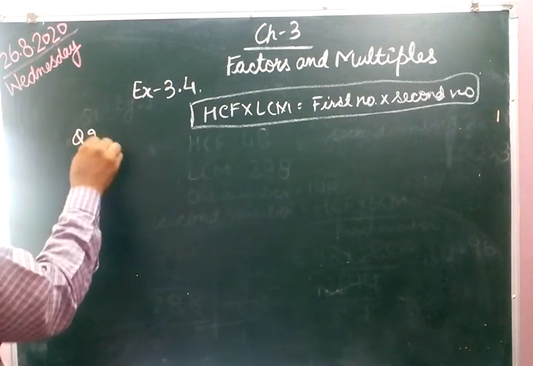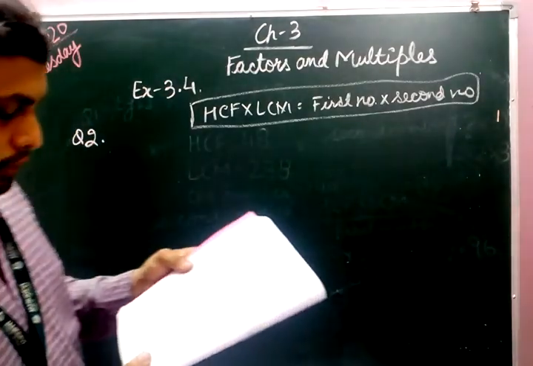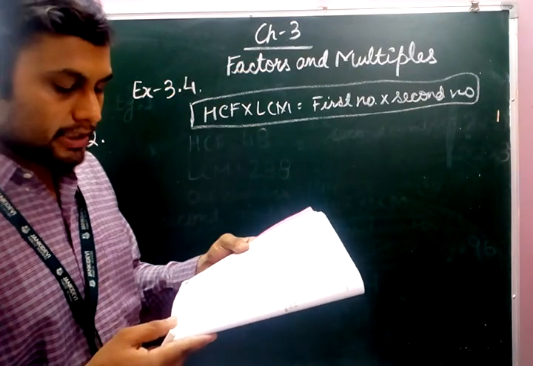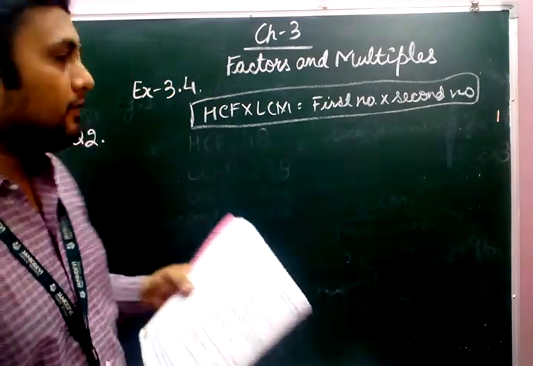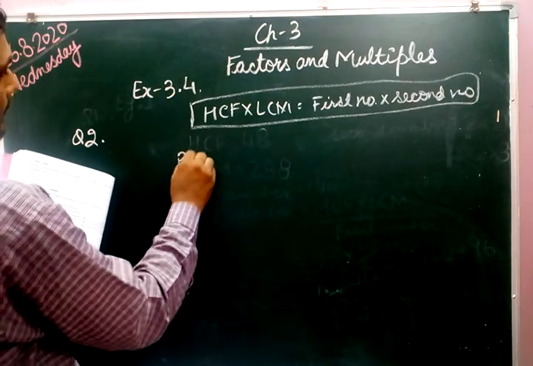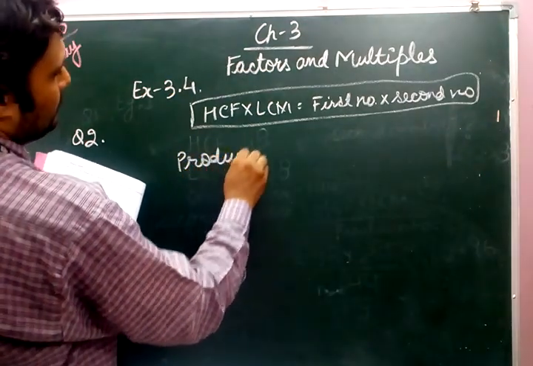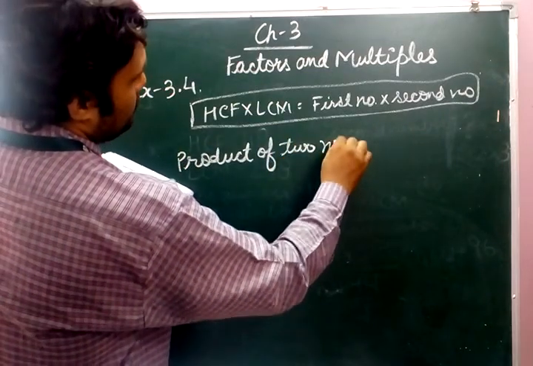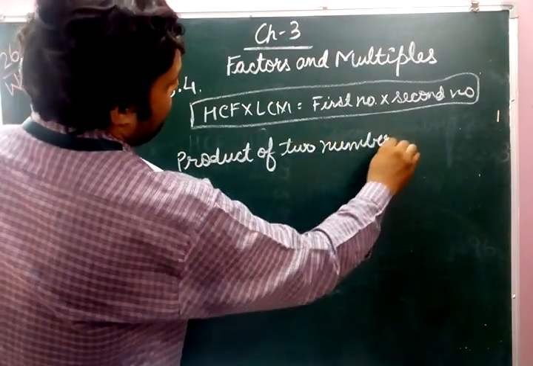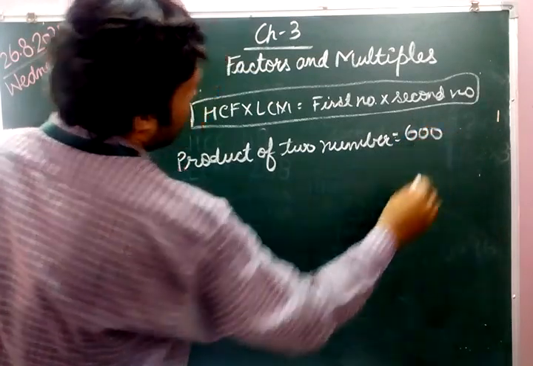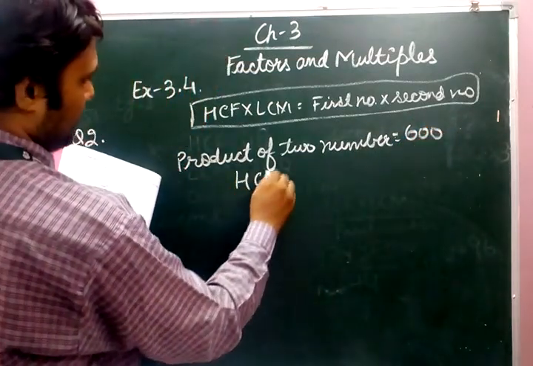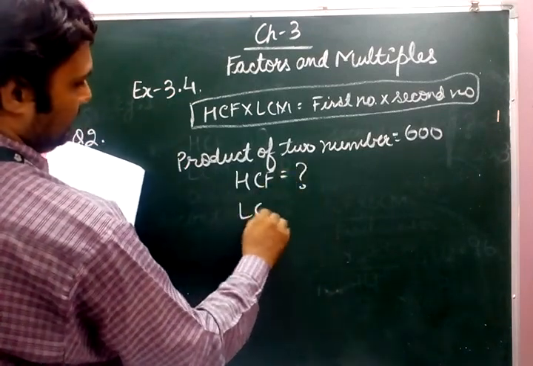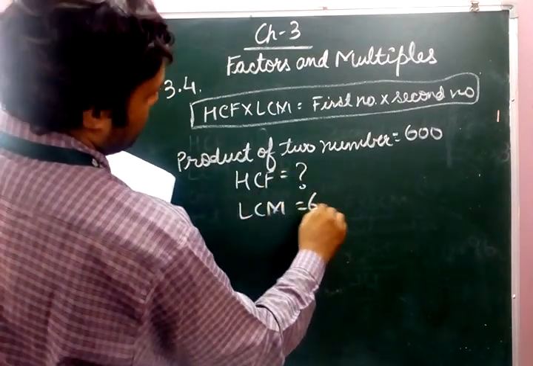Question 2. The product of two numbers is 600. Their LCM is 60. Find their HCF. So what are we given? The product of two numbers equals 600. HCF we have to find, and the LCM is 60.